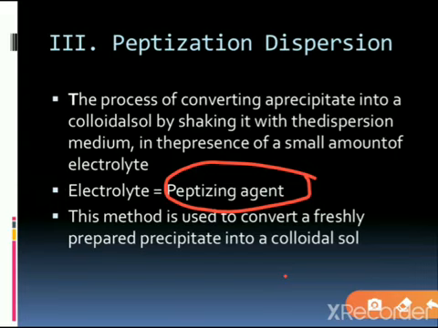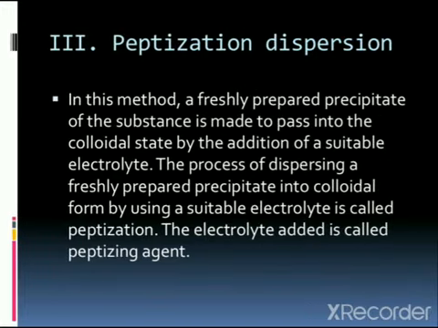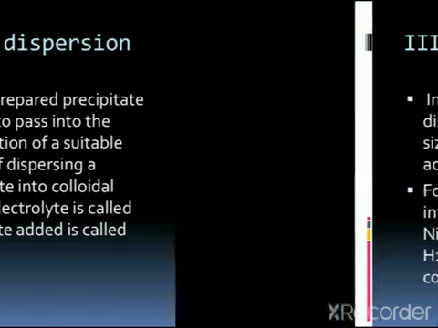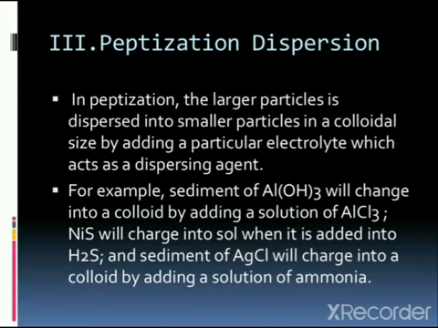This method is used to convert a freshly prepared precipitate into a colloidal sol. So in the peptization dispersion method, a freshly prepared precipitate of the substance is made to pass into the colloidal state by the addition of a suitable electrolyte. Already I told you that the added electrolyte is called the peptizing agent. The process of dispersing a freshly prepared precipitate into colloidal form by using a suitable electrolyte is called peptization. In peptization, the larger particles are dispersed into smaller particles of colloidal size by adding a particular electrolyte which acts as a dispersing agent.